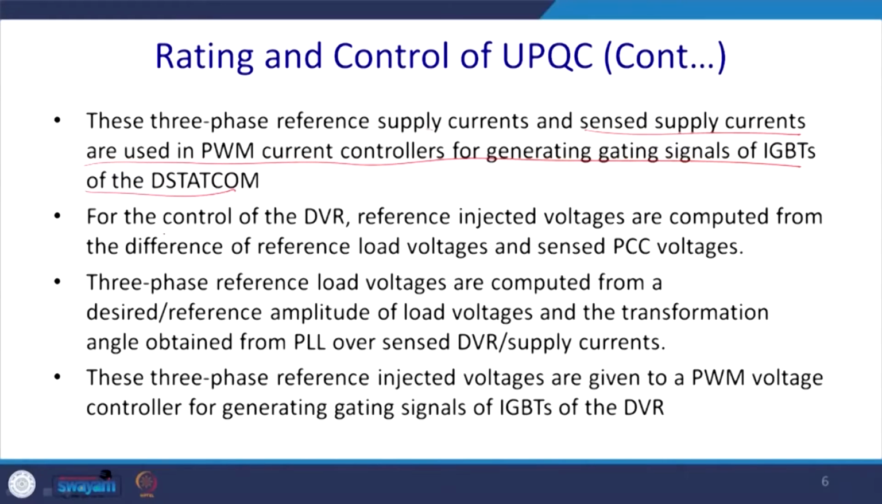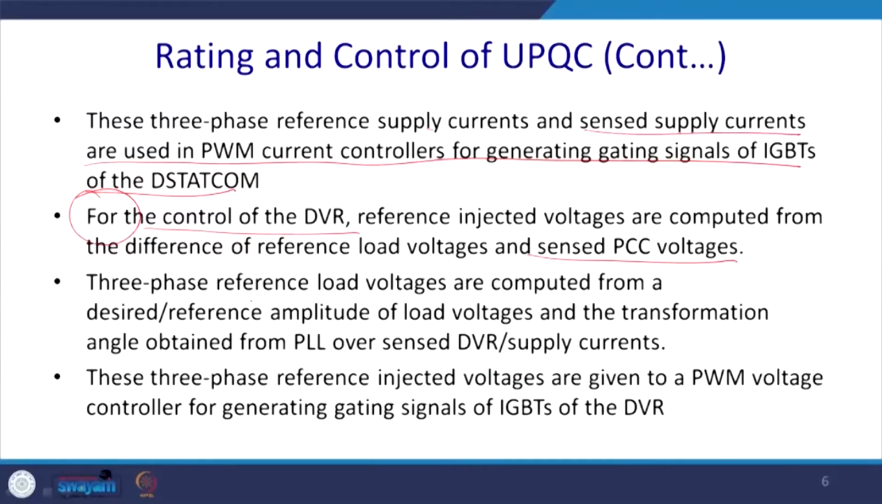So, for the control of the D STATCOM, reference current is injected. Next, now let us talk about this. For the control of the DVR, the reference injected voltages are computed from the reference load voltage and the source voltage at PCC. So, we require voltage sensors, we require to check if there is a sag or swell, and accordingly voltage will be injected or voltage will be taken out in case of the swell.